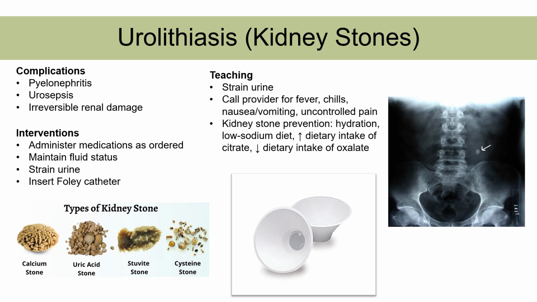And then teaching, so definitely tell them how and why we want to strain the urine. They should report any type of worsening symptoms, especially systemic infection signs and symptoms, like fever, chills, nausea, vomiting, uncontrolled pain. And then we want to tell them about how to prevent stones in the future, because once they have one stone, they're at greater risk for developing another stone. So hydration, that is an important one. Low sodium diet, increased dietary intake of citrate, decreased dietary intake of oxalate.